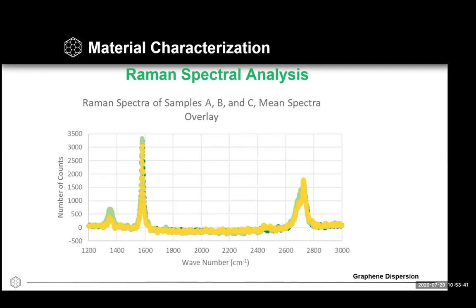The other peak here is the 2D peak, around 1700, which has a different kind of shape. By that shape, we can evaluate whether we have a single layer graphene, or we are dealing with a multi-layer or a double layer. That information is really helpful to determine your graphene quality as well as your graphene dispersion.